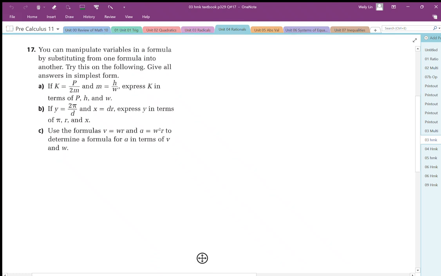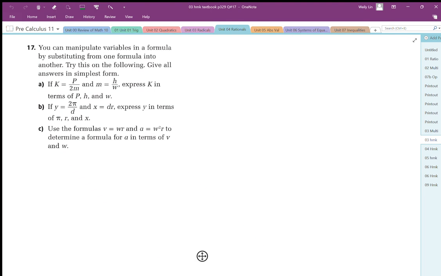17 asks us to manipulate the variables by substituting one formula into the other. So for A, we're starting with K equals P over 2M and M equals H over W, and we're going to express K in terms of P, H, and W, which means we're going to substitute for M. So we need to first identify that M is not in the terms that we need to express by, so we need to substitute for that M.